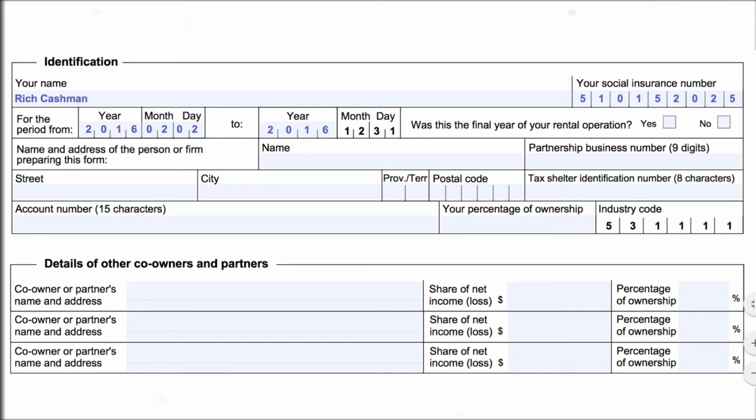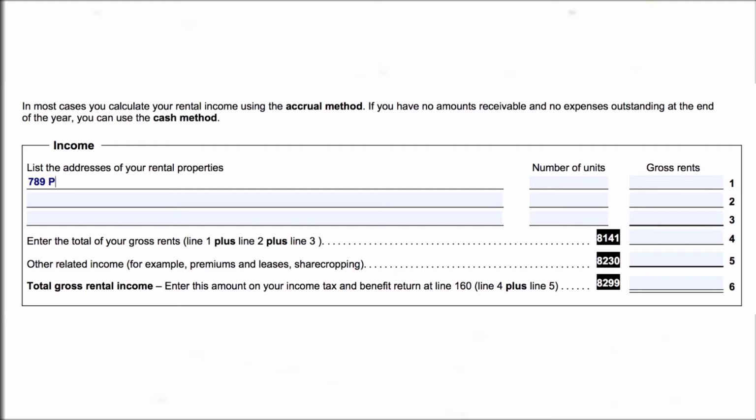Step 3. Enter your percentage of ownership of the rental property. Let's assume that you are the sole owner and therefore own 100%. If there are other owners in addition to you, enter their details below. Step 4. Enter the address of the property and the number of units. In this example, let's assume that the rental property is a condominium and therefore only one unit.